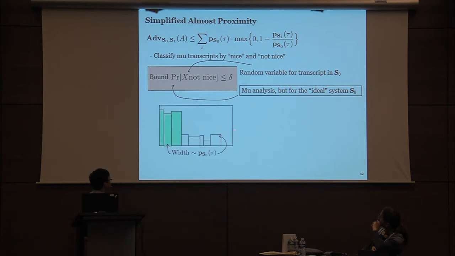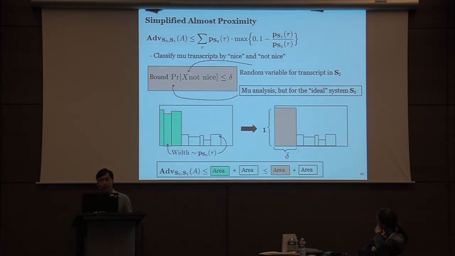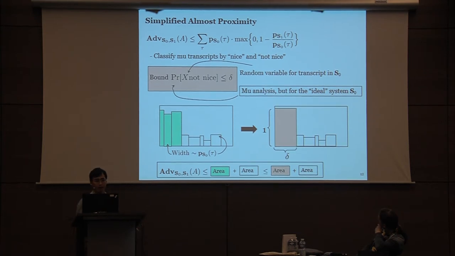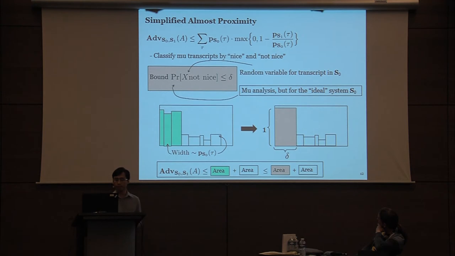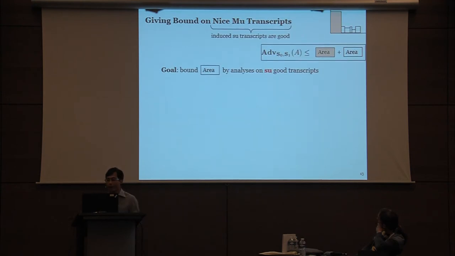Now, note that the statistical distance is a sum of some products. If we plot some rectangles whose widths are the first term in the product and the heights are the second term in the product, then the statistical distance is the area of those rectangles. Here, the green area corresponds to not nice transcripts, and the blue area corresponds to nice ones. The bound that we just obtained allows us to replace the green area by the orange rectangle. We now only need to bound the blue area by using some single-user quantities.